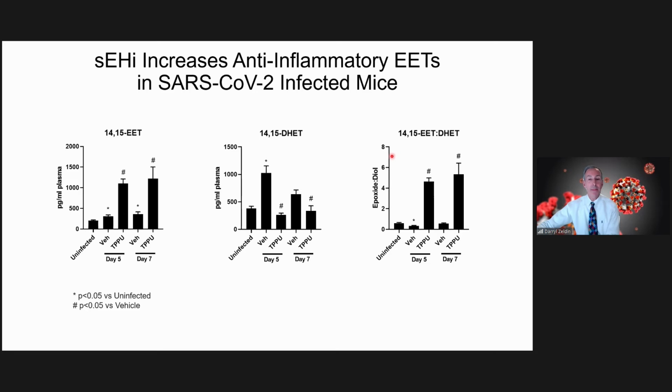Importantly, treatment with TPPU significantly increased 14-15 EET and decreased 14-15 DHET, and the EET to DHET ratio increased significantly on days 5 and 7, consistent with inhibition of SEH. Similar changes were observed for 11-12 and 8-9 EETs and DHETs in data that I'm not showing.